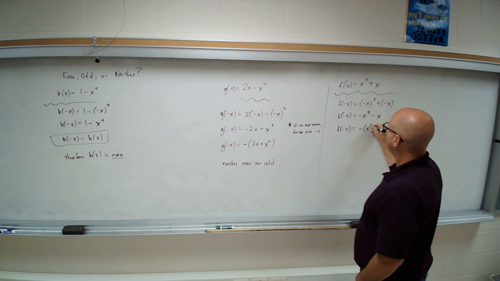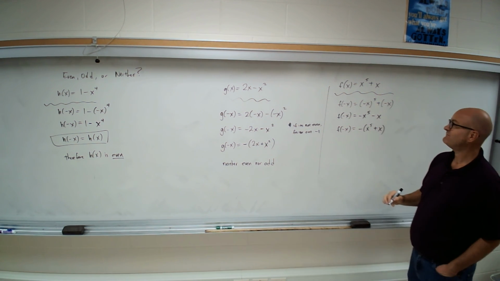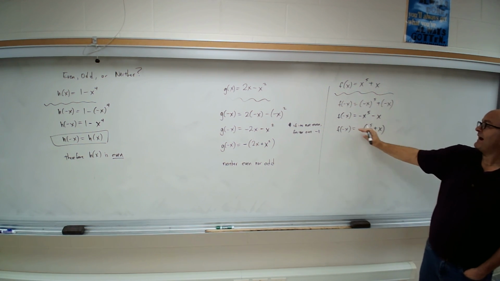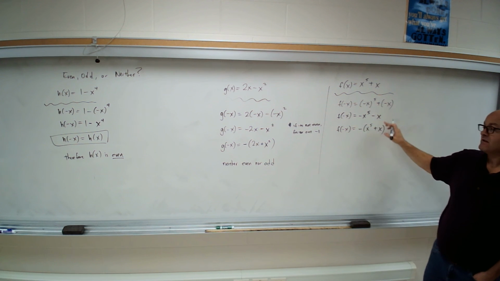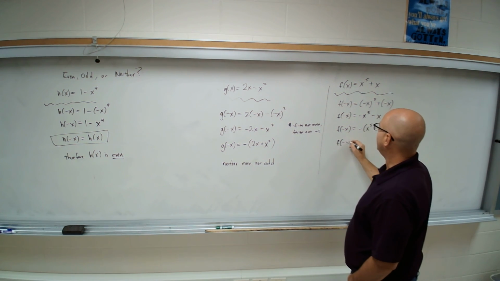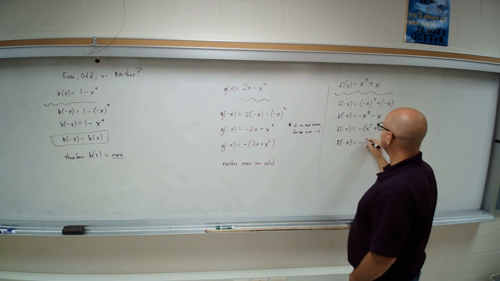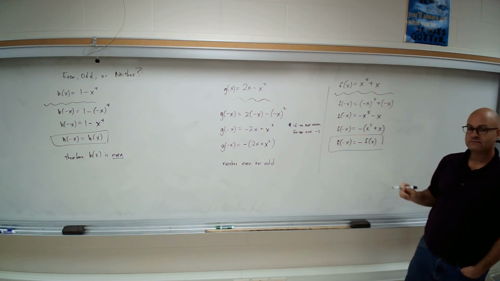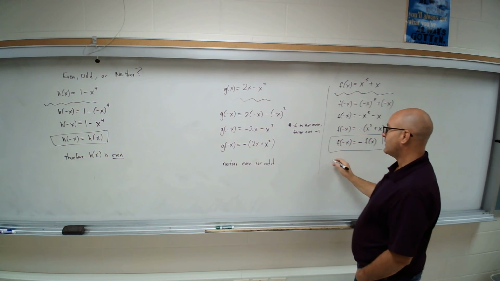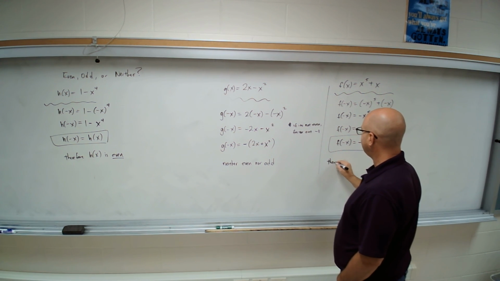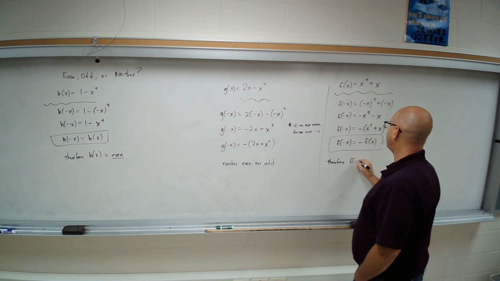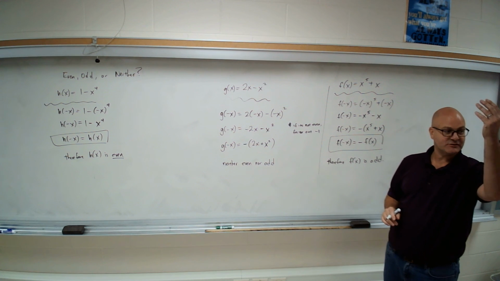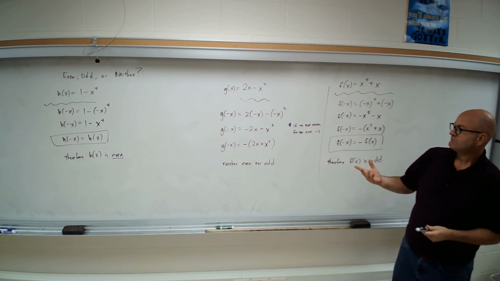negative x to the 5th plus x, does that match the original? Well, except for the negative, but I mean this part matches, right? So we could say f of negative x equals negative f of x, which is the definition of odd. Yeah. So therefore, f of x is odd, meaning that it's going to have the reflection symmetry through the origin. So there you go.